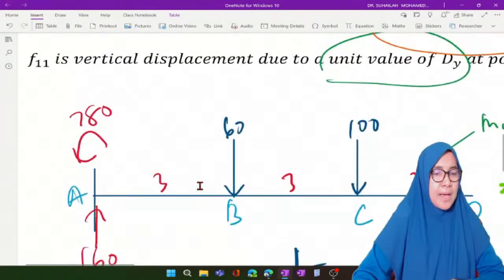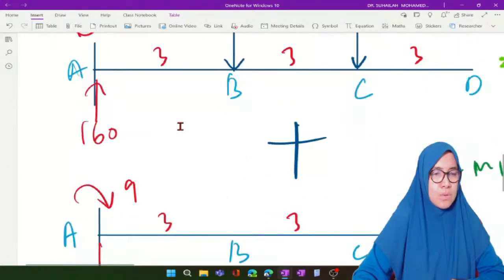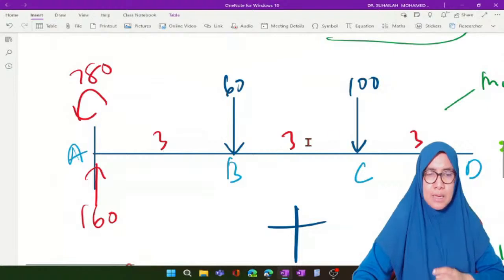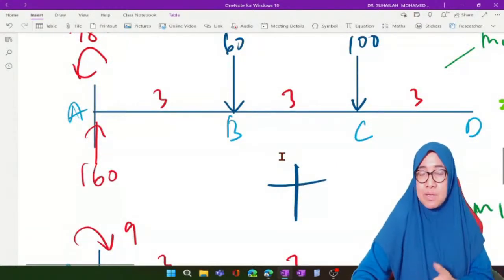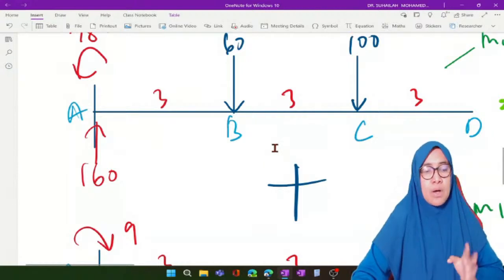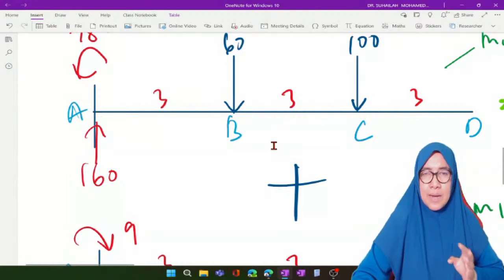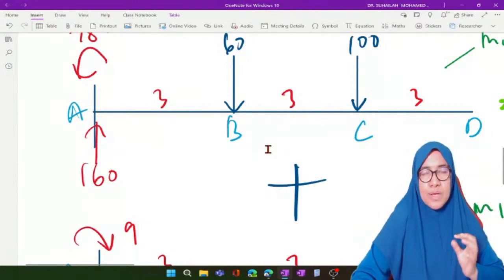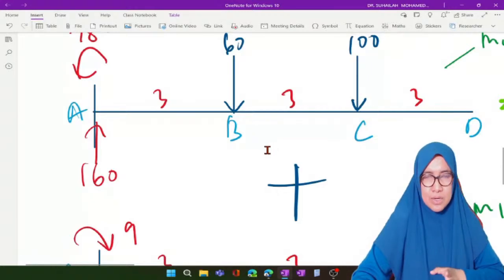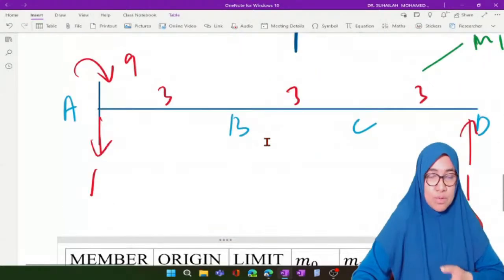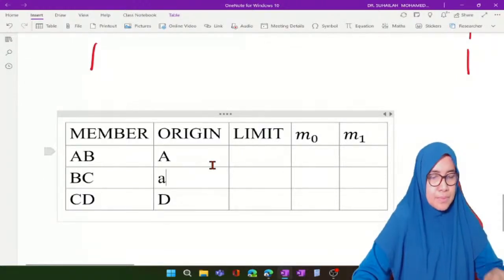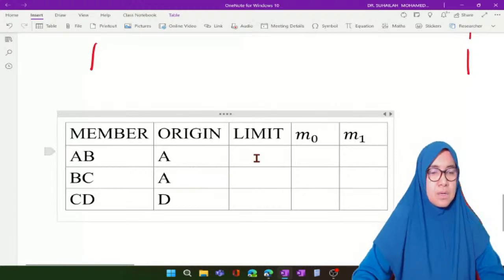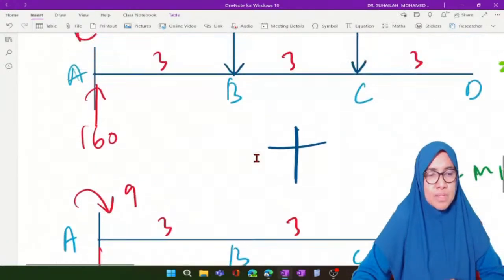Okay, for BC, we can choose A, B, C, or D as origin. All joints can be chosen as origin. Always choose the shortest cutting section, or the easiest for you. Whatever is comfortable, you just use it. Okay, let's say we choose A here. Okay, limit. Be careful with the limit.